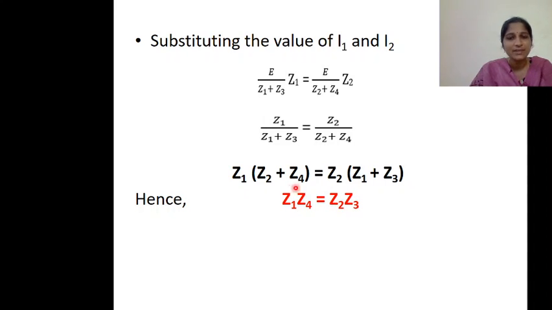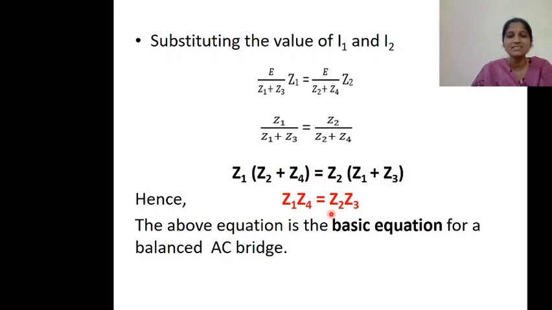This is the very important condition for any AC bridge to be balanced. That is, the product of impedances on the two opposite arms is equal to the product of the remaining two arm impedances. The product of impedances of the opposite branches is equal to the product of the remaining impedances in the bridge circuit. That means Z1 Z4 is equal to Z2 Z3. So this is the basic equation of an AC bridge.